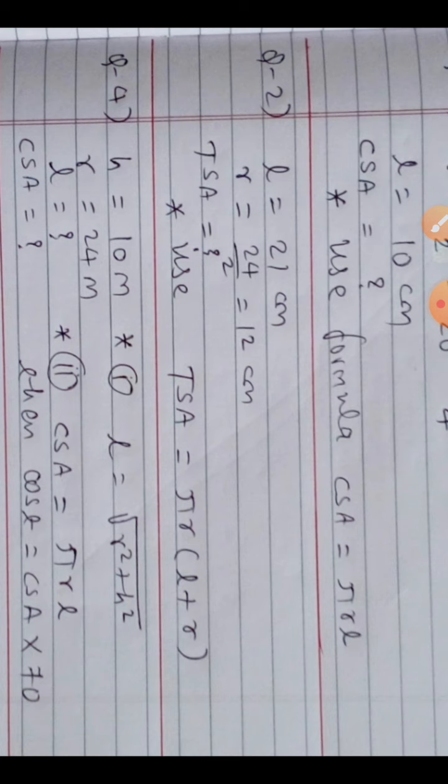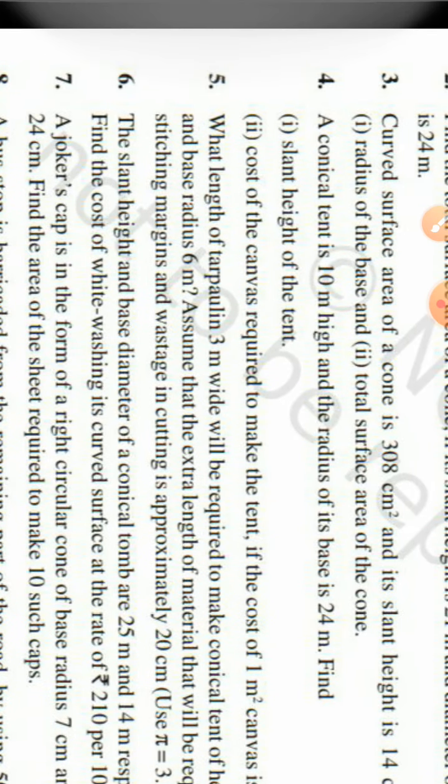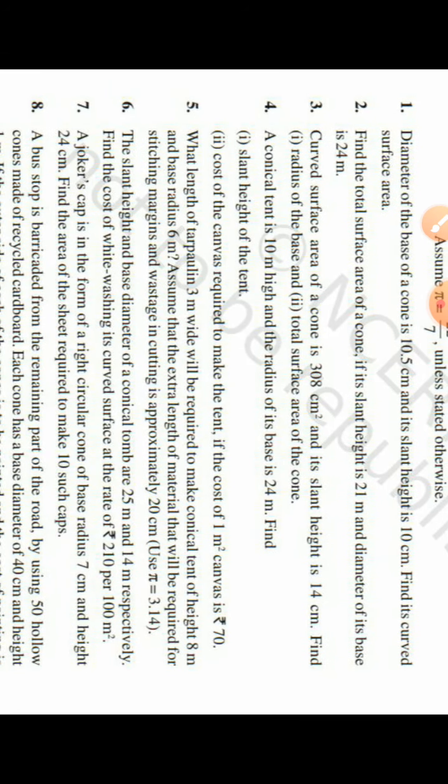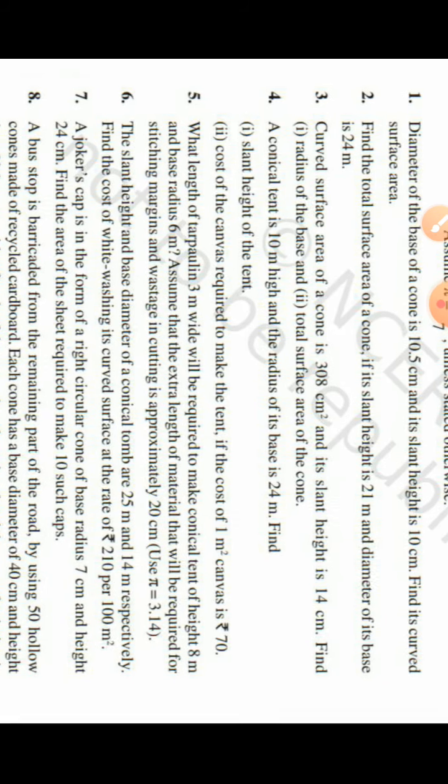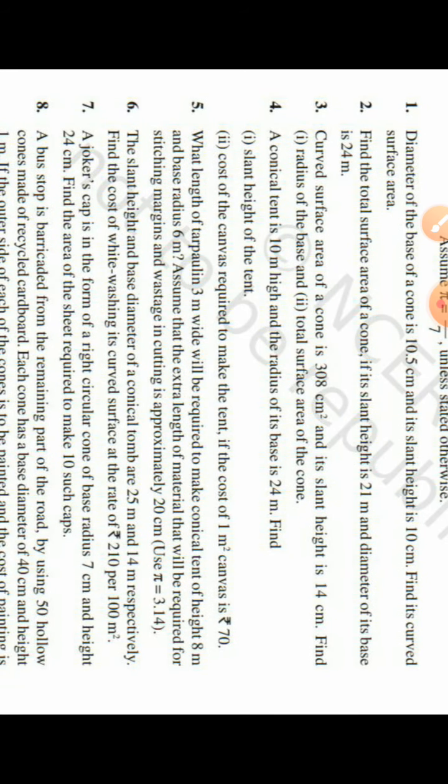Now look at number 4. Conical tent is 10 meter high, means height given, and the radius is also given, 24 meter. So height is given and radius is given, but slant height is not given. So first of all, using Pythagoras formula we will find slant height, and then cost of canvas required to make the tent. So we will find CSA. After finding CSA, we will multiply it by 70. That is again simple, but before finding CSA, we have to find L.